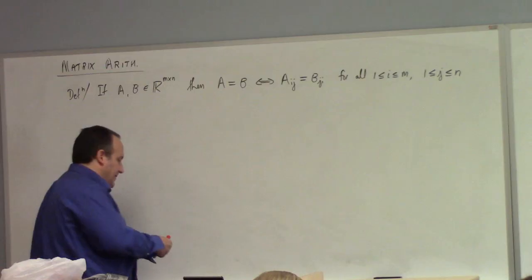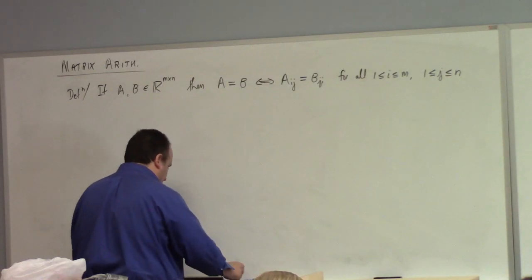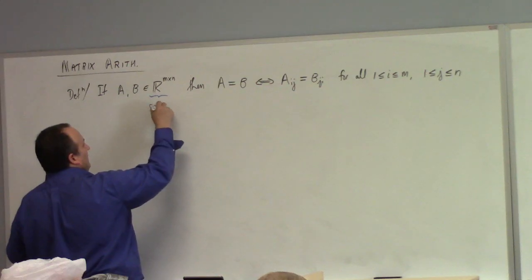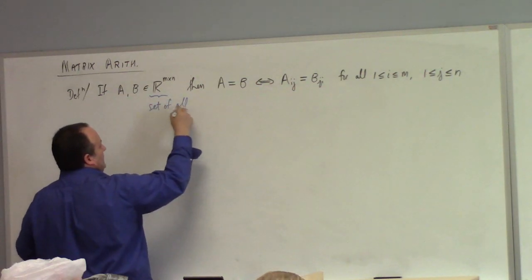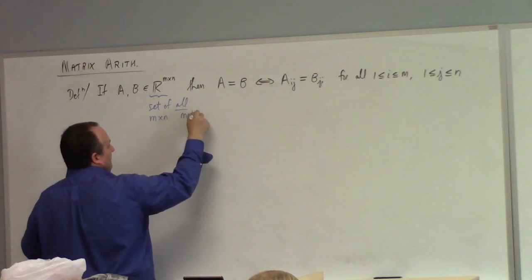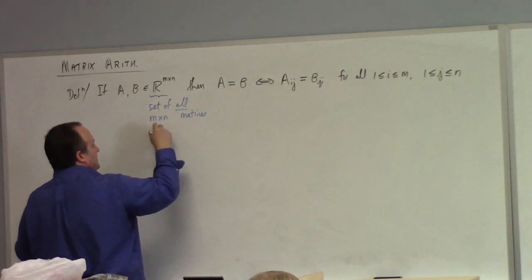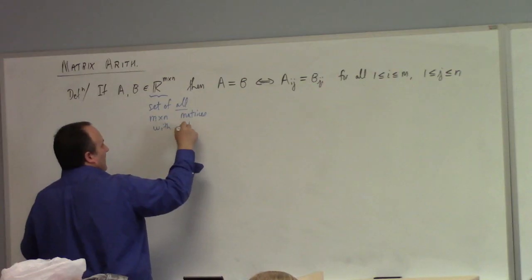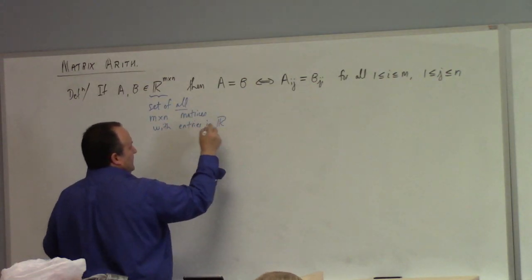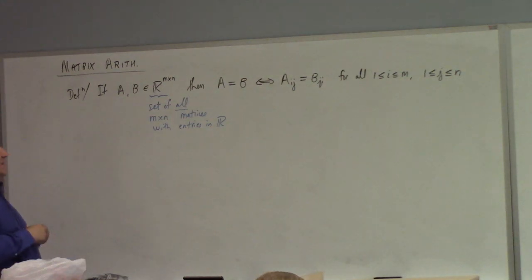First of all, my R^(m by n), all that means, this thing here, is the set of all m by n matrices with entries in the real numbers, right? And I'm saying that two matrices are only equal if they have the same size, right? And they match, every component has to match.